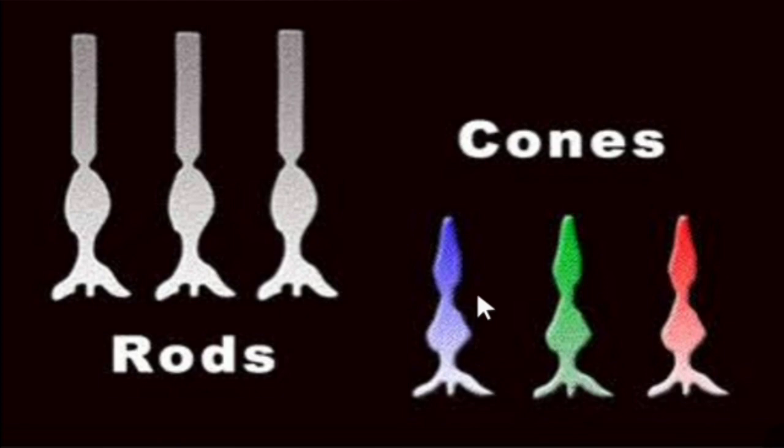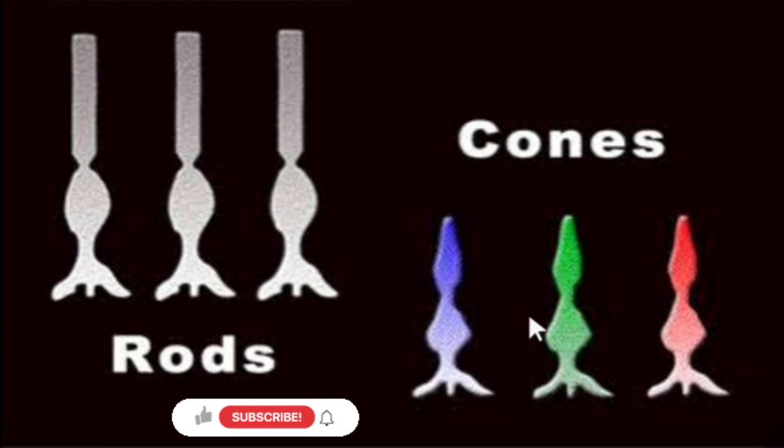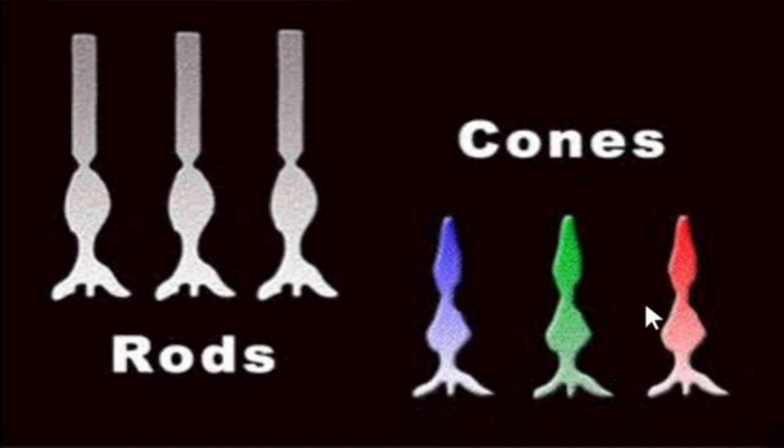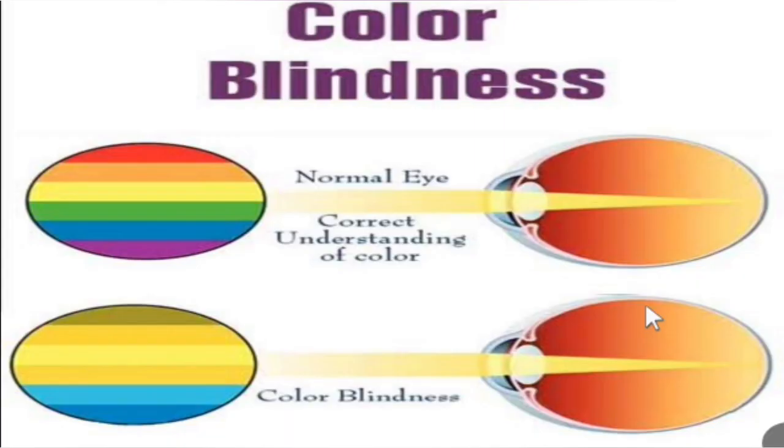Actually, you know that there are two types of cells found on our retina, and these are rod cells and cone cells. Rod cells are sensitive to dim light and they perceive light and dark mode, while cone cells are specifically related to colored vision, and we have three types of cone cells: red, green and blue. So if a defect lies in any of these three cone cells, then the person becomes colorblind for one or more colors.